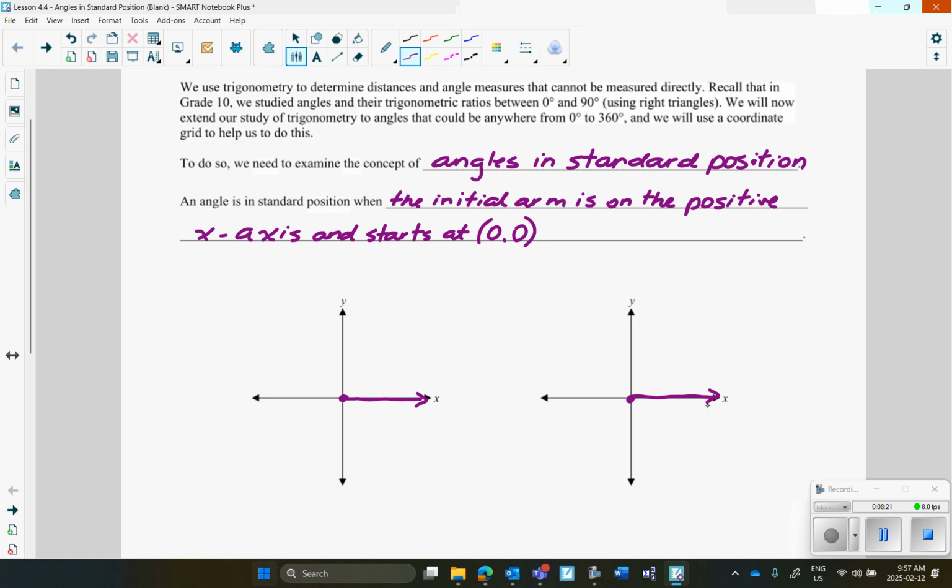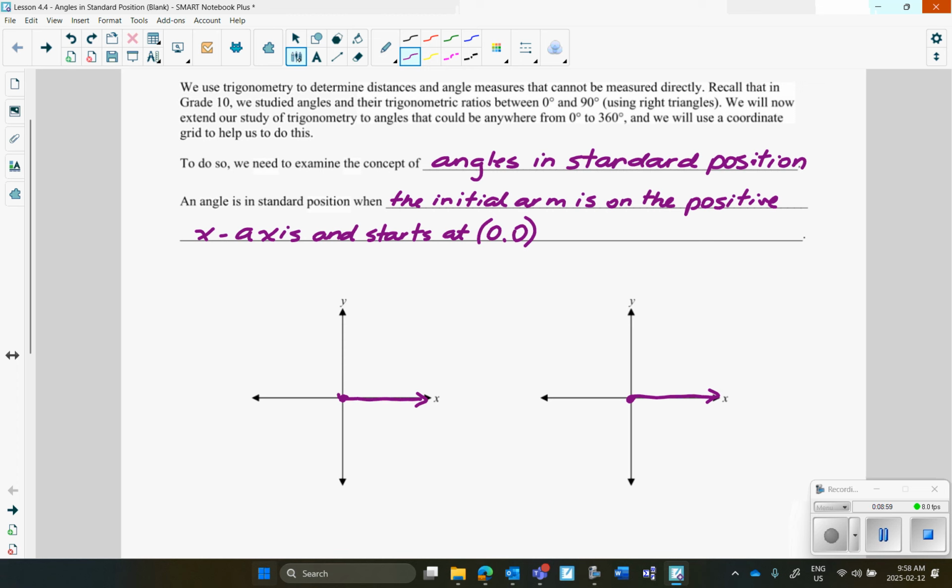And the terminal arm depends on the angle that we're drawing. Like if we're drawing a 45-degree angle, we probably draw it somewhere around there. That looks like it's about 45 degrees. If we were drawing an angle bigger than 90, let's say 100 degrees, well, 90 degrees is straight up, so 100 degrees would be somewhere around there. Its arm ends in a different quadrant.